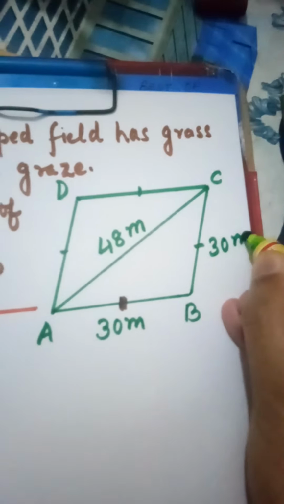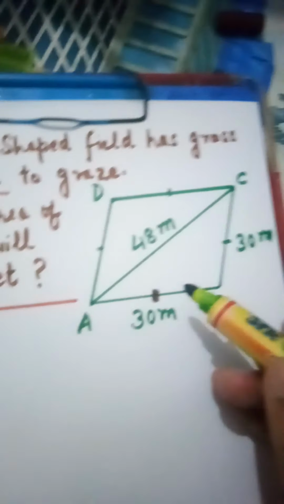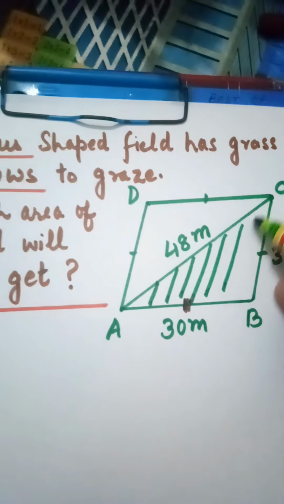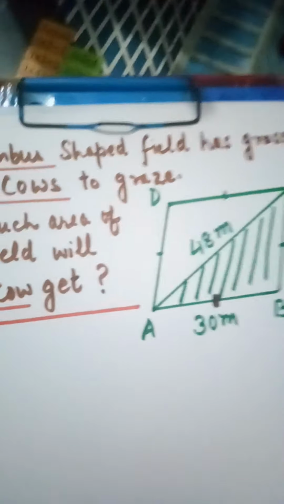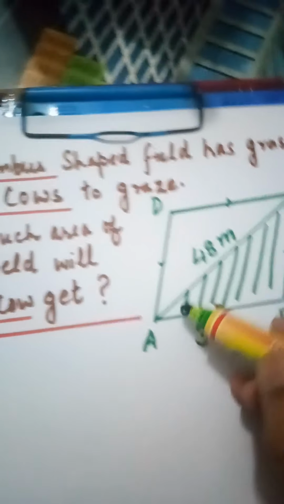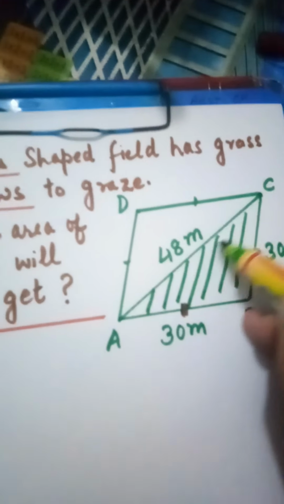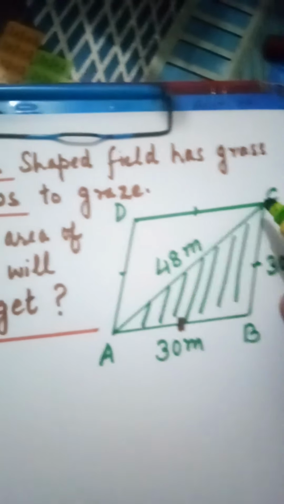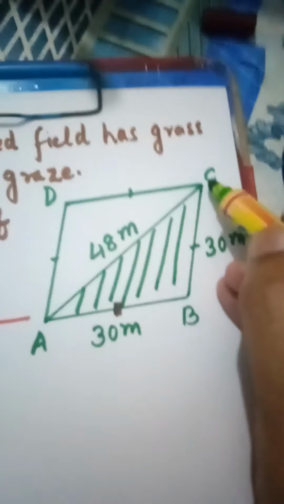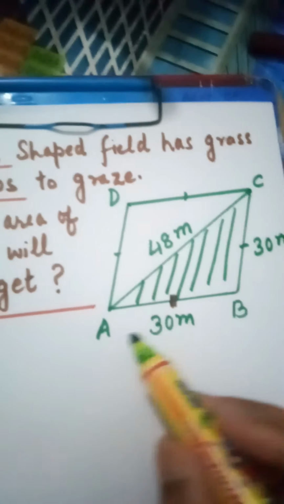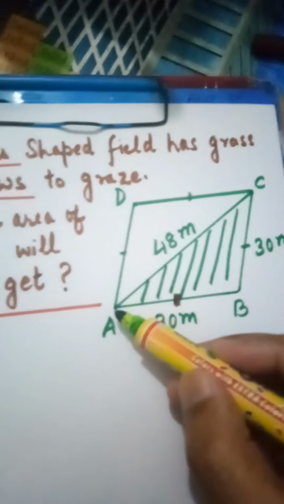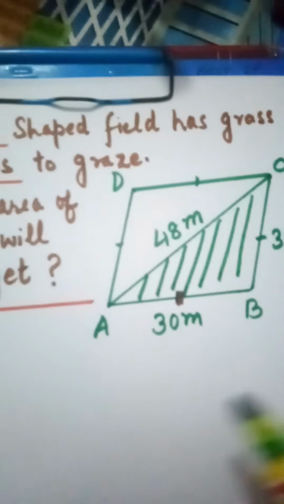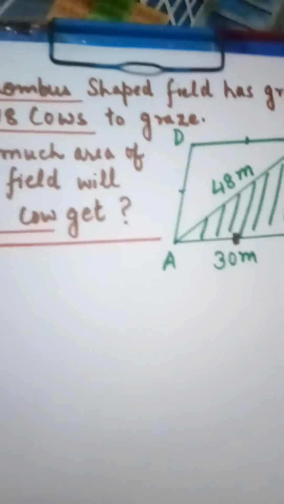If this side is 30 meter, I hope the other side is also 30 meter. Now children, our target is only to find the area of a triangle. Since the diagonal of this figure divides the figure into two exactly equal parts, the area of ABC is equal to the area of ADC. Once again listen carefully, area of ABC will be equal to area of ADC. So we are just going to find the area of only one triangle. So let's apply Heron's formula for this question.